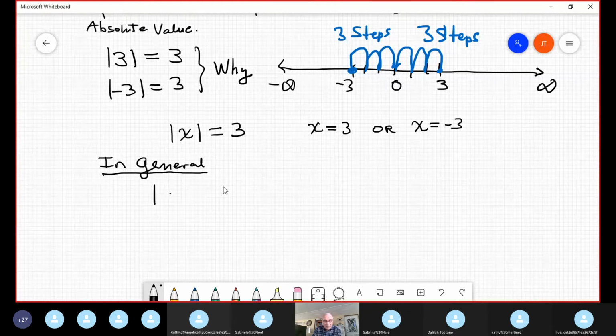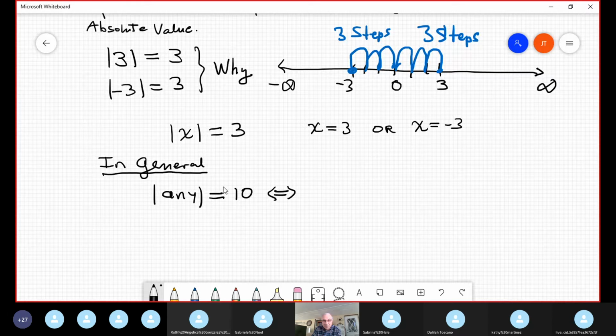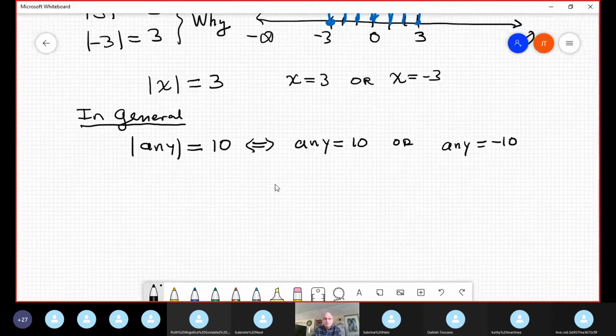So in general, when you have an equation involving absolute value, suppose absolute value of any expression equals one number, suppose 10, hypothetically. This is equivalent; this symbol indicates the same thing in a different way. You copy the expression without the bar, equals 10, or the expression again equals minus 10. So basically, you break this equation containing absolute value into two equations, solve them separately, and that's it. Everyone follow me?